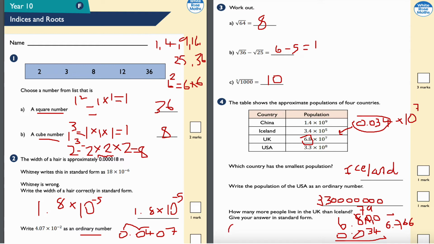So it's 6.766 times 10 to the 7. Okay, because the powers of 10 doesn't actually change. So the powers of 10 still remain fixed.